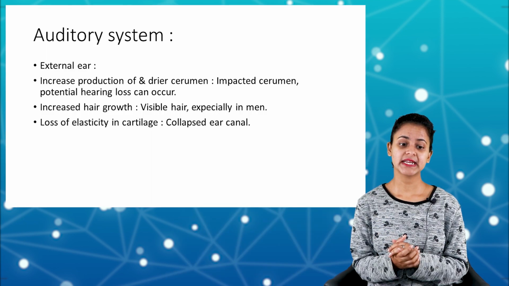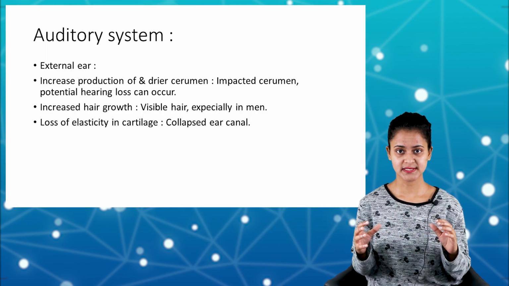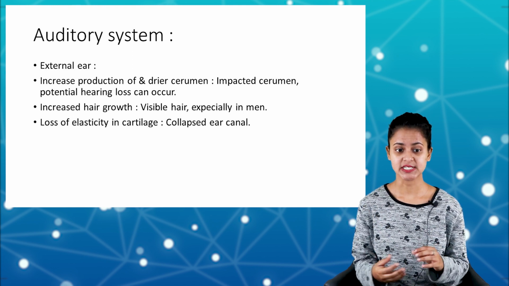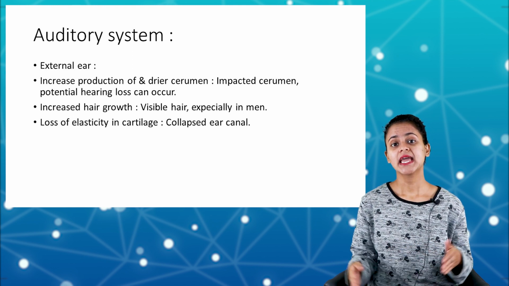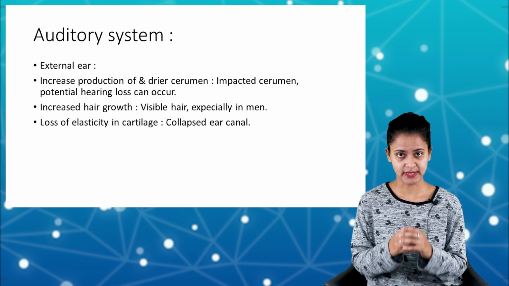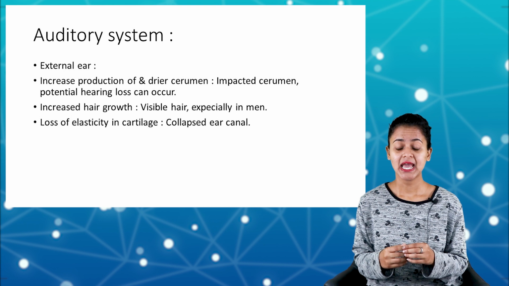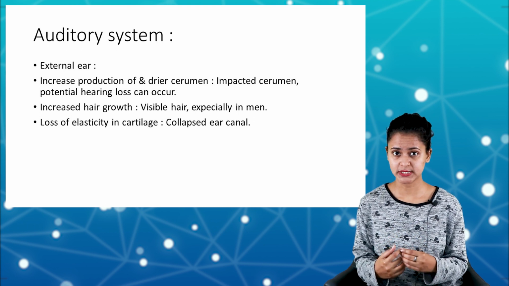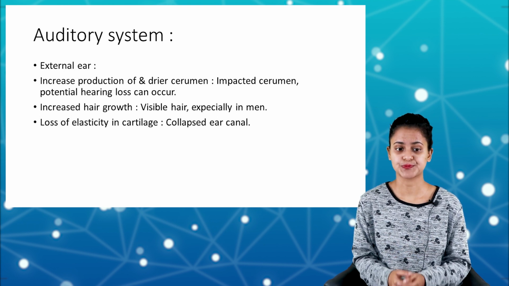Next, we are going to learn about the auditory system and related changes. So here we are going to see the external ear, the middle ear, and even the inner ear will be affected with the aging process. And these changes are very commonly seen among the older population.